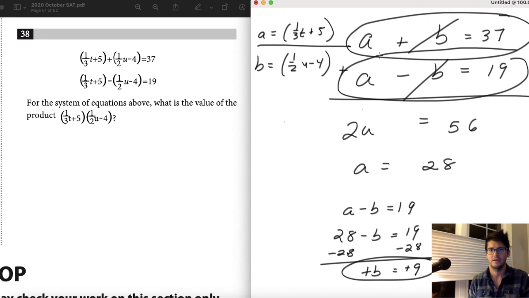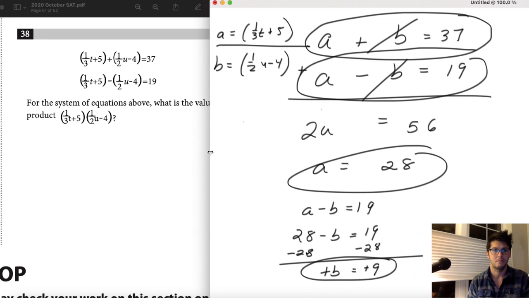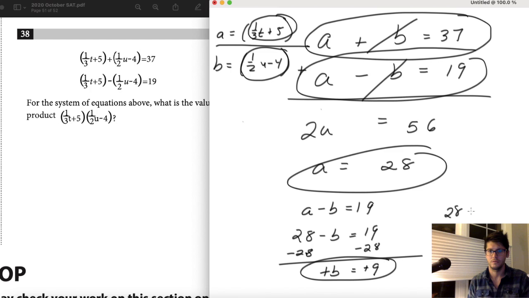Okay, so I figured out what A is, I figured out what B is, and now all I have to do is multiply those, right? They're saying, what is this thing, A, times this thing, B? Well, 28 times 9. And that's equal to, gosh, let's see, really put myself to the test here. 180 and 72, 152, I believe. I think.